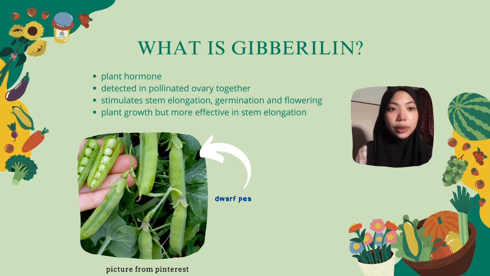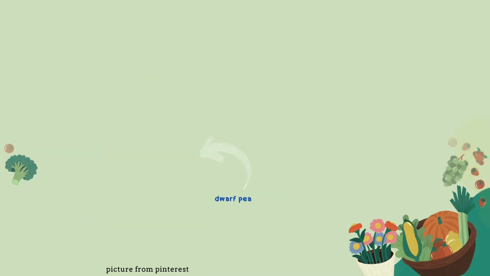For example, we have dwarf pea. Dwarf pea plants have expanded leaves and short internodes, but the internodes expand and look like tall plants when treated with gibberellic acid.